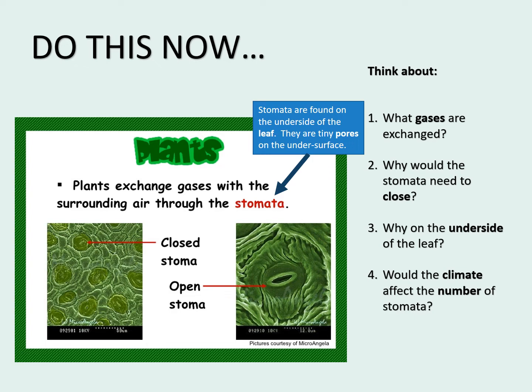Number three, why are they on the underside of the leaf? That's to reduce the amount of water loss because it's not being hit by the sun. And number four, would the climate affect the number of stomata? Yes, it would. We're going to look at that later, but it tends to be that plants in hot countries will have less stomata, so less water is lost.